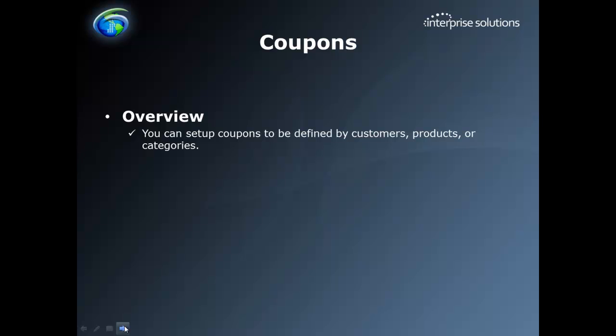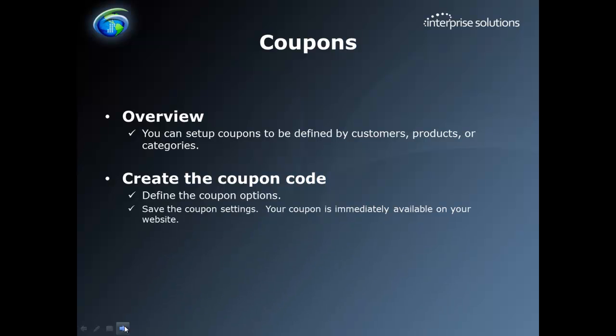When setting up your coupons, you can set up the coupons to be defined by customers, products, or categories of products. All you have to do is define the coupon options and then save the coupon settings. And that's all there is to it, and your coupon is immediately available on your website.